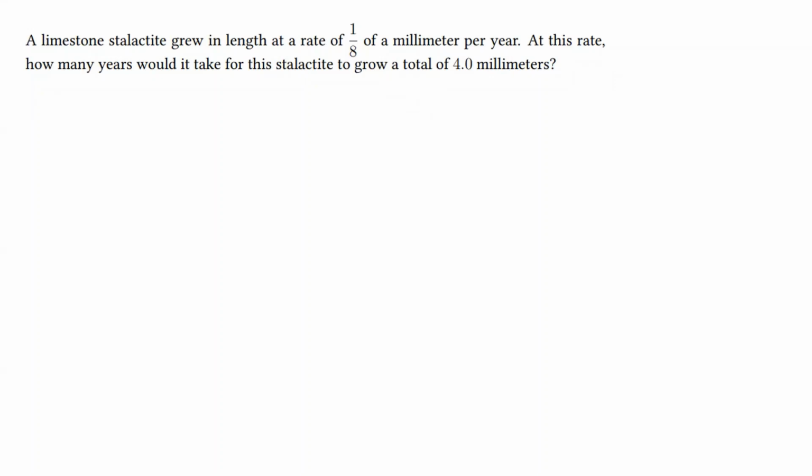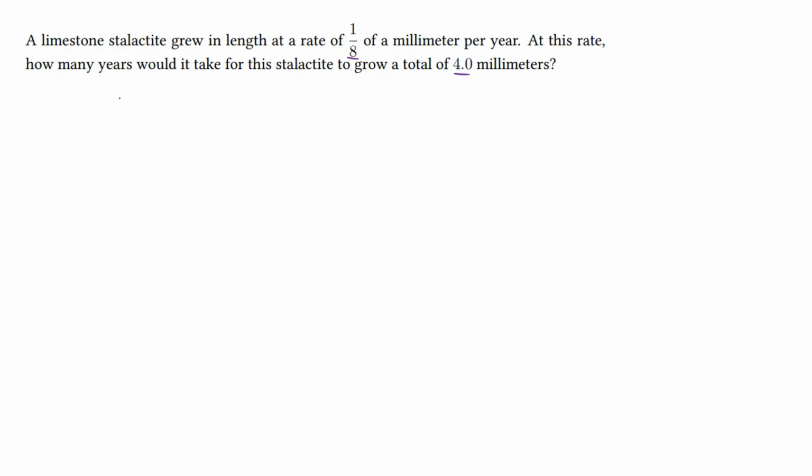This is a basic word problem. In general, the strategy is going to be finding all of the numerical information and associating it with its variable or categorization. In this case, we have a rate of 1/8 of a millimeter per year. And at this rate, how many years would it take for the stalactite to grow a total of 4.0 millimeters?